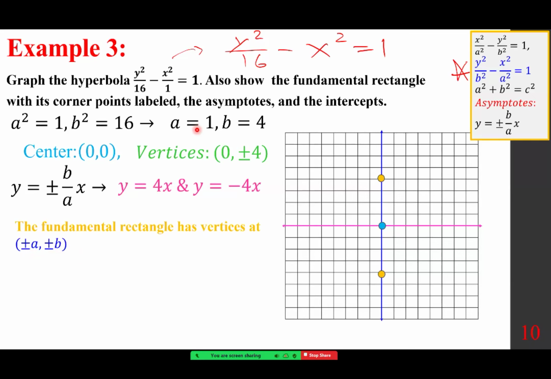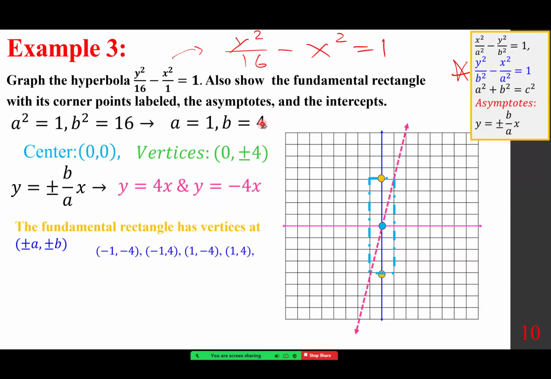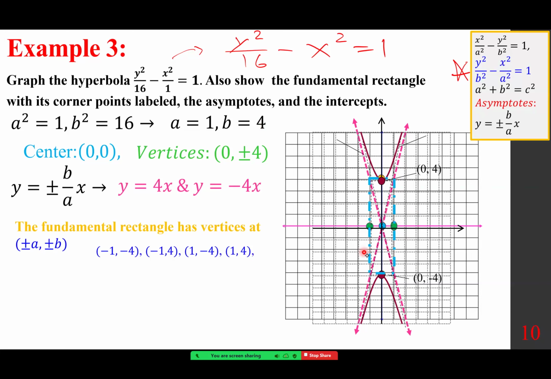That means negative 1, positive 4, negative 1, negative 4, and then 1, negative 4, and 1, positive 4. So we make up those 4 points. Those are the asymptotes, and those are the points that are really part of that. This is a 0 and 0; it's not the vertices, nothing.